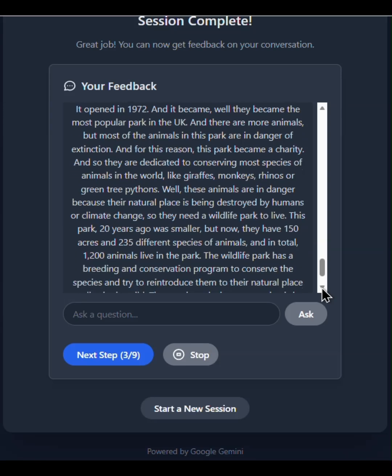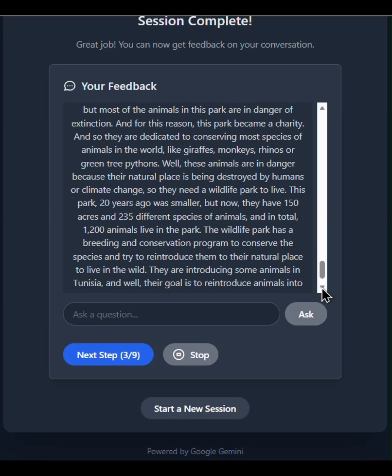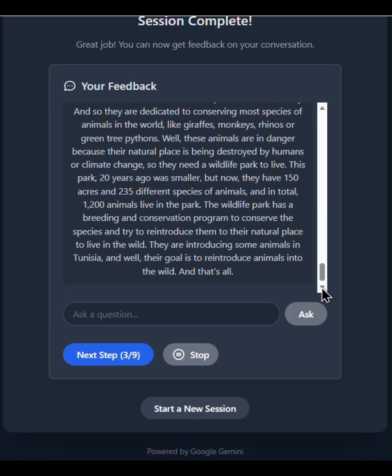Well, these animals are in danger because their natural place is being destroyed by humans or climate change, so they need a wildlife park to live. This park, 20 years ago, was smaller, but now they have 150 acres and 235 different species of animals, and in total, 1,200 animals live in the park.